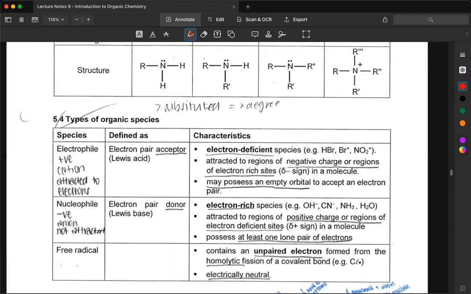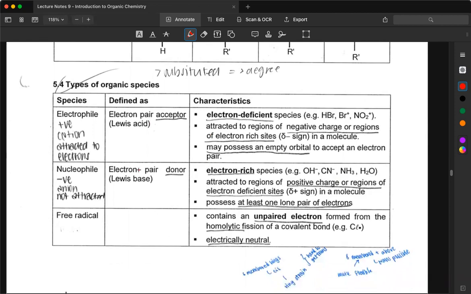Now, let me introduce the types of organic species. Like we have electrophile, an electron pair acceptor, which is also a Lewis acid. All right. So electrophiles are electron deficient. Okay. They are attracted to regions of negative charge or regions of electron-rich sites. And they may possess an empty orbital to accept the electron pair.